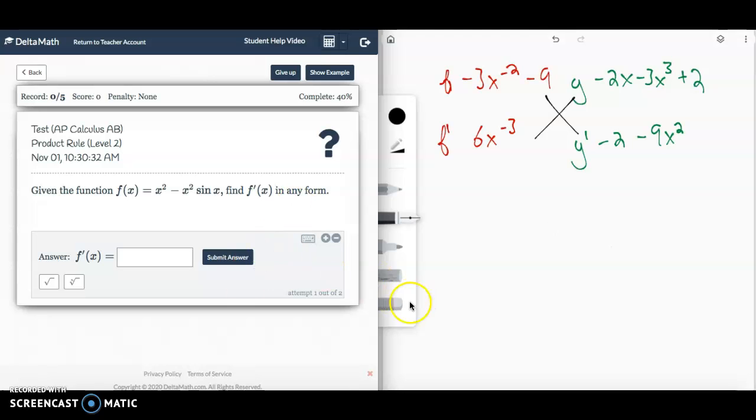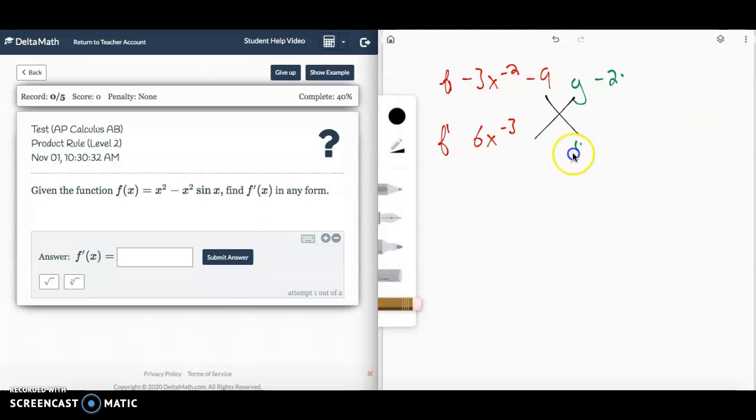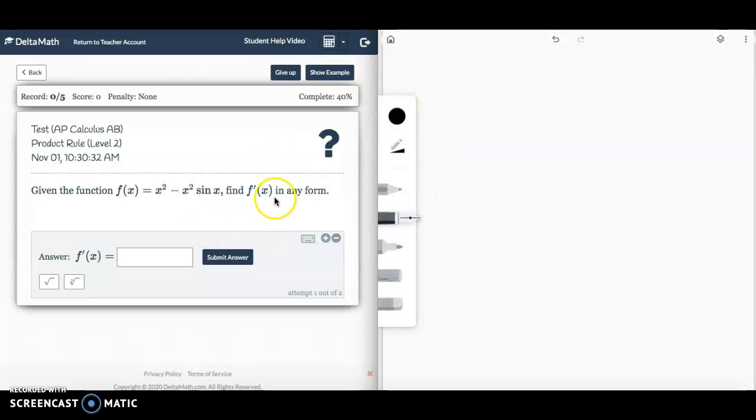So in this problem, it looks like we don't necessarily just have two functions straight being multiplied together. And so in this section, I have x squared and then I have minus x squared sine of x. You have to first identify where the product is. And so in this scenario, the product is right here. So at the very end, I'm just going to bring down this. I can take the derivative of this separately.